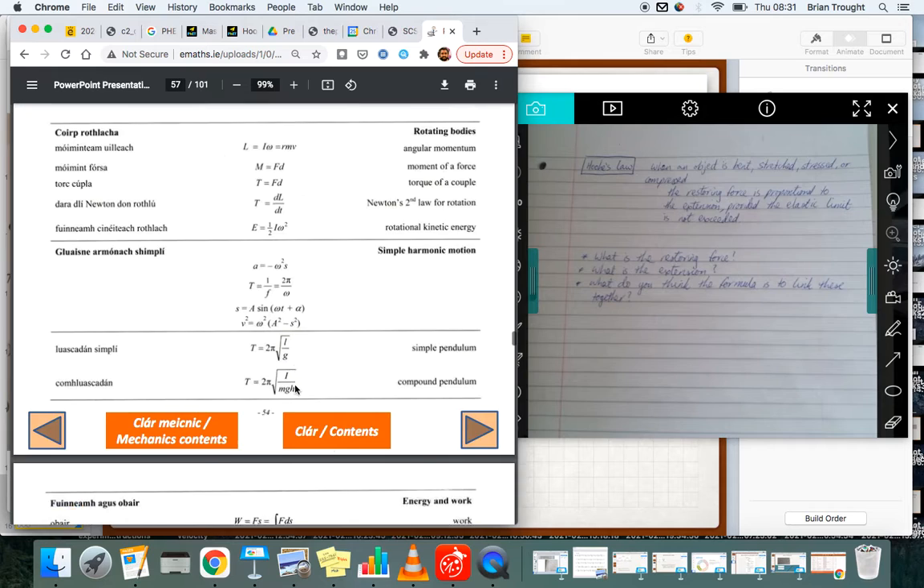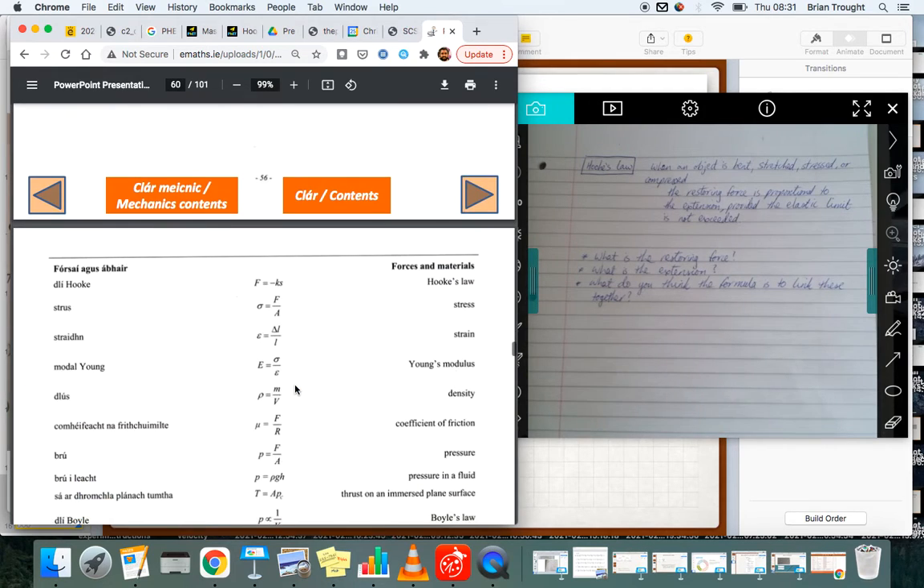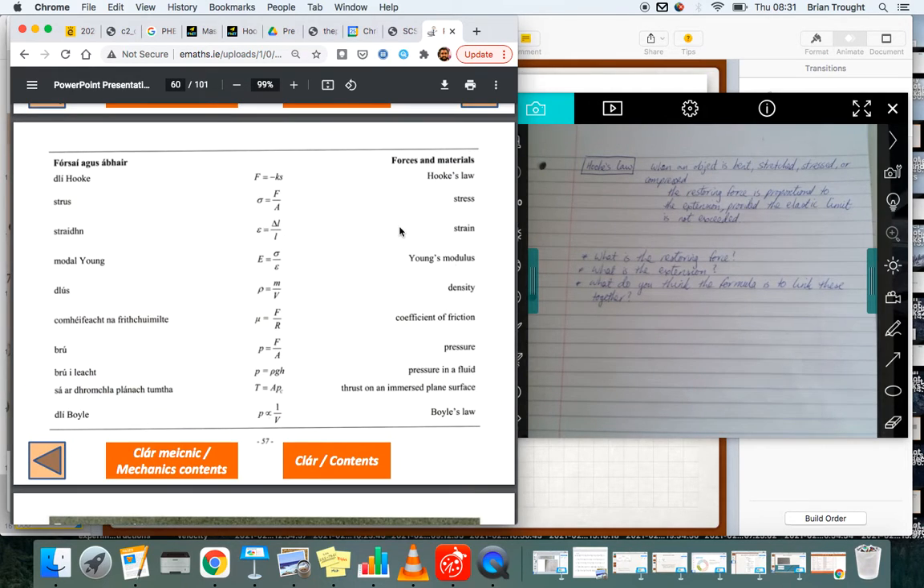There's one other formula in the log tables, and it's on page 57. It's the formula for Hooke's law. So yet again, go to the textbook and identify what each of those represent. Okay, that's the end of the first video.